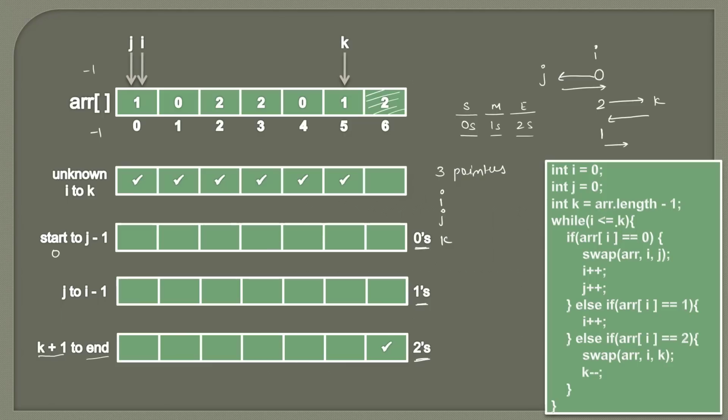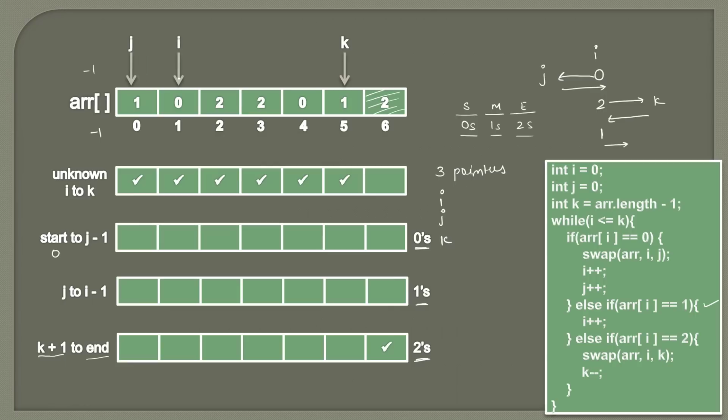So in the next iteration of the while loop, here you can see, now this condition will be false and this condition will be true because array of I is 1. So we discussed, when we encounter 1, we will simply move ahead because 1s will be in the middle. So we will simply increment I.